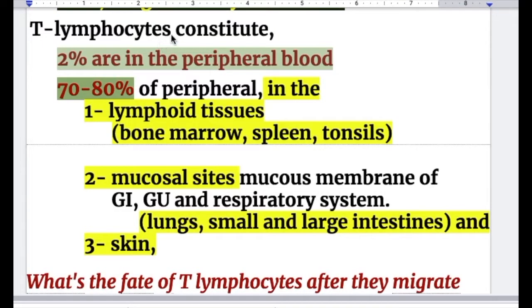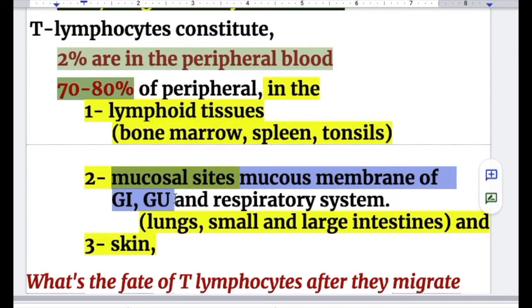So where are the T lymphocytes? 2% of the T lymphocytes are in the peripheral blood, and 70 to 80% of the peripheral T lymphocytes are, number 1, in the lymphoid tissue, spleen and tonsils, and number 2, in the mucosal sites and the mucous membranes of the gastrointestinal, genitourinary and respiratory systems, in the lungs, the small and large intestine, and in the skin.